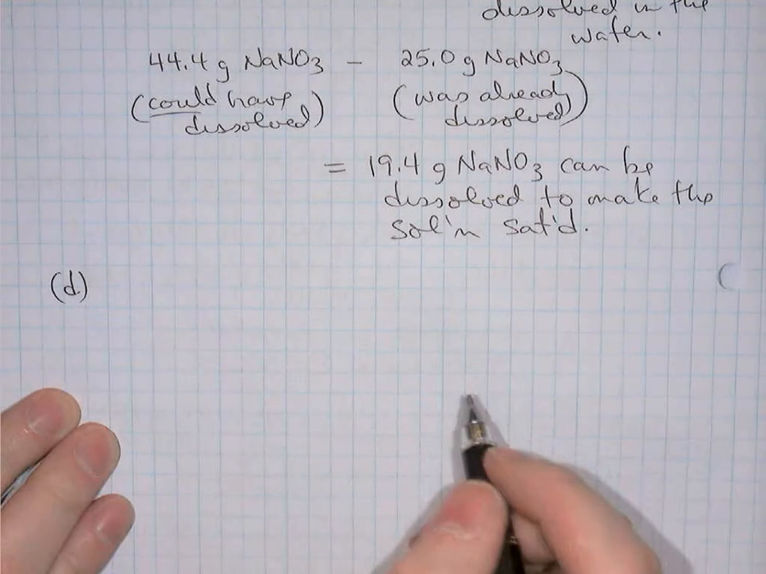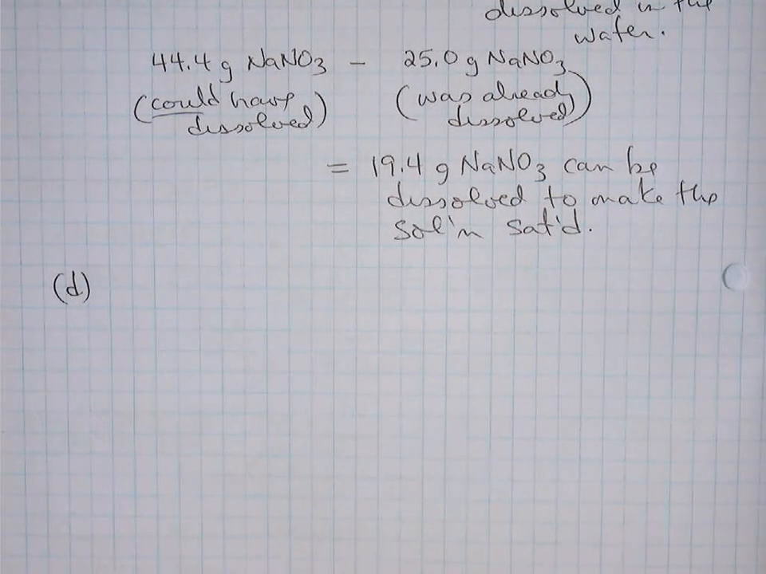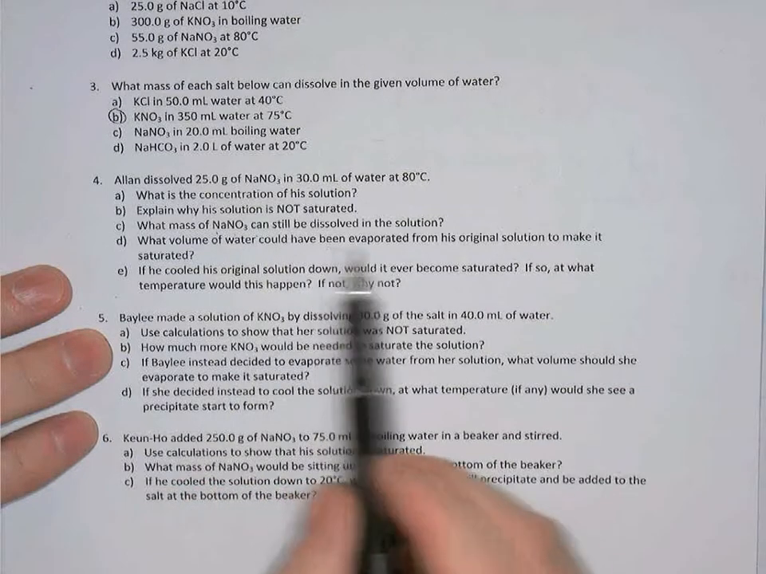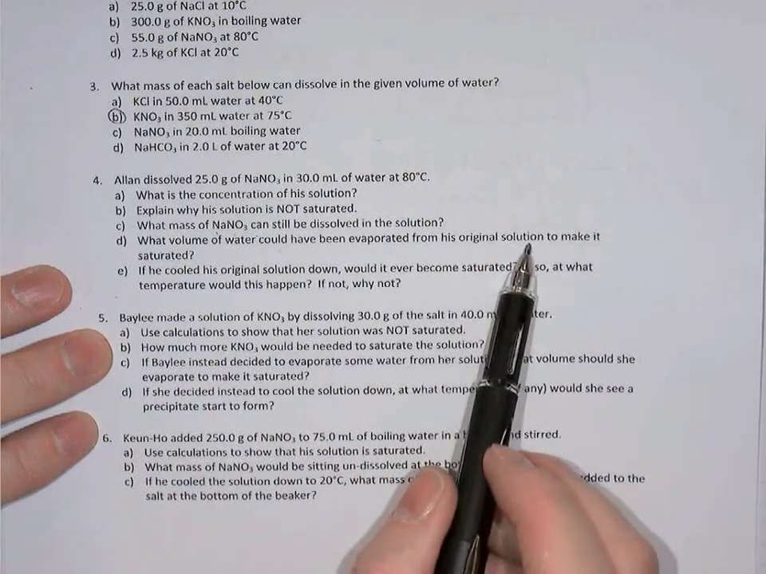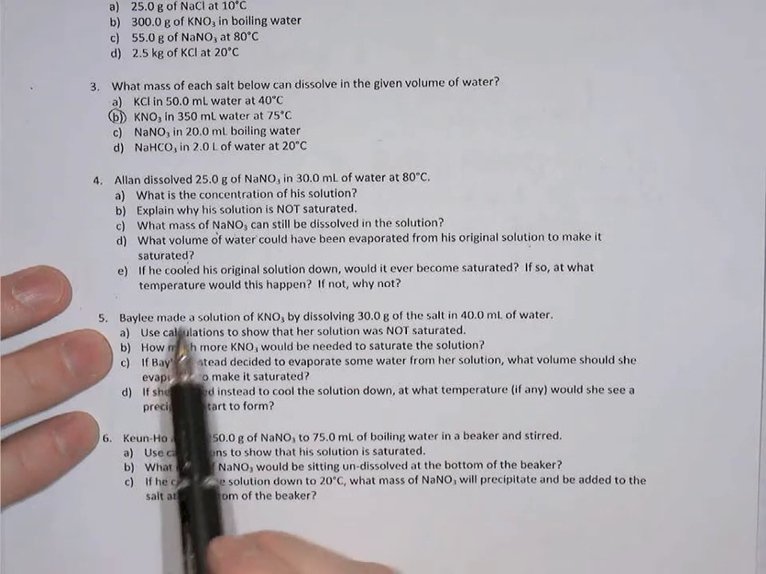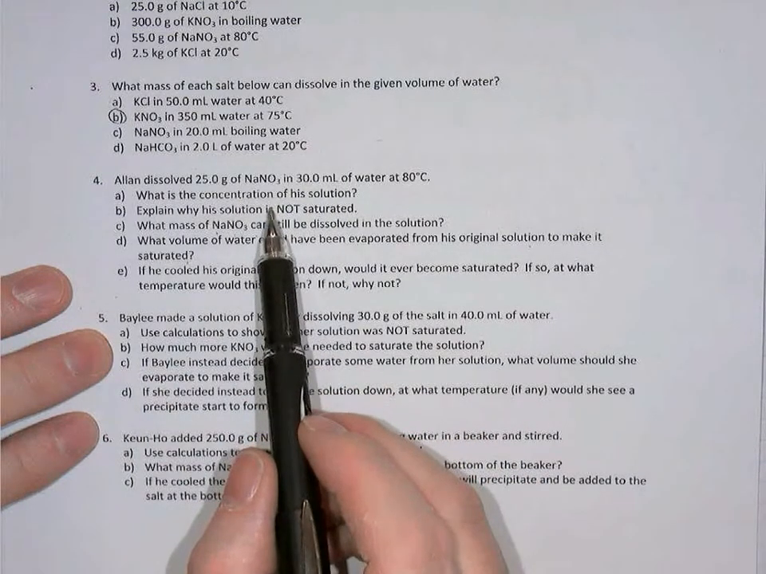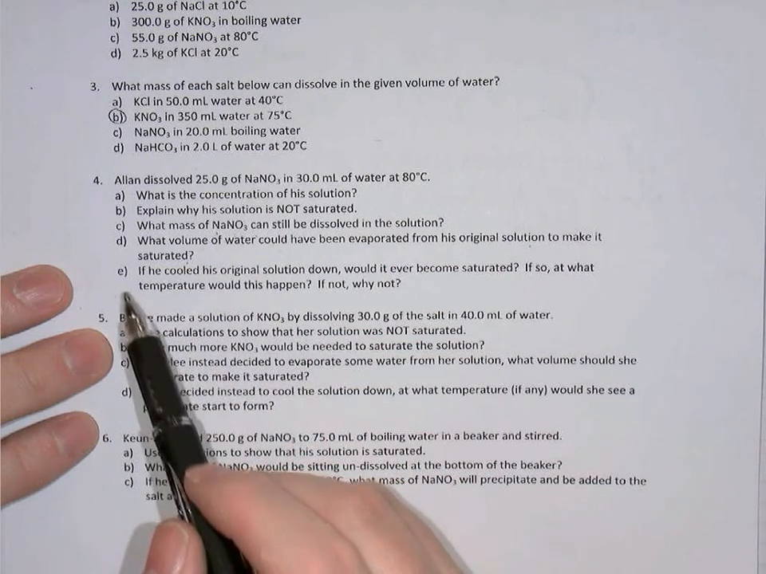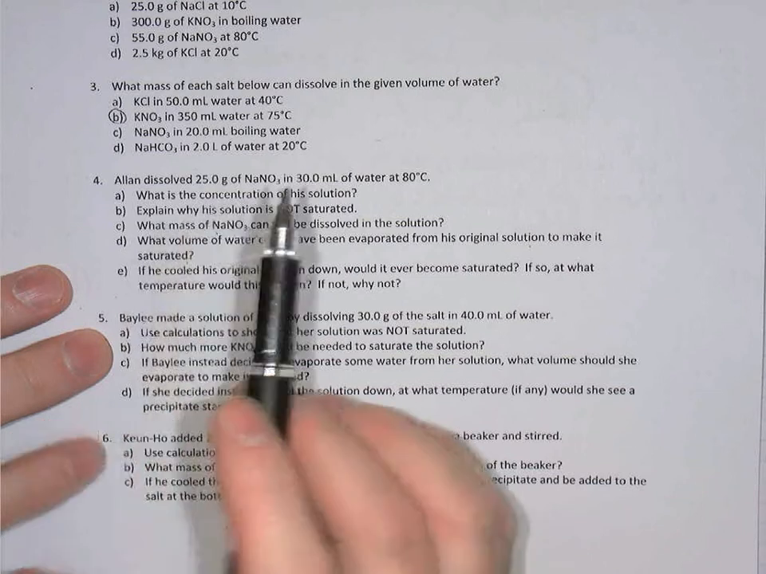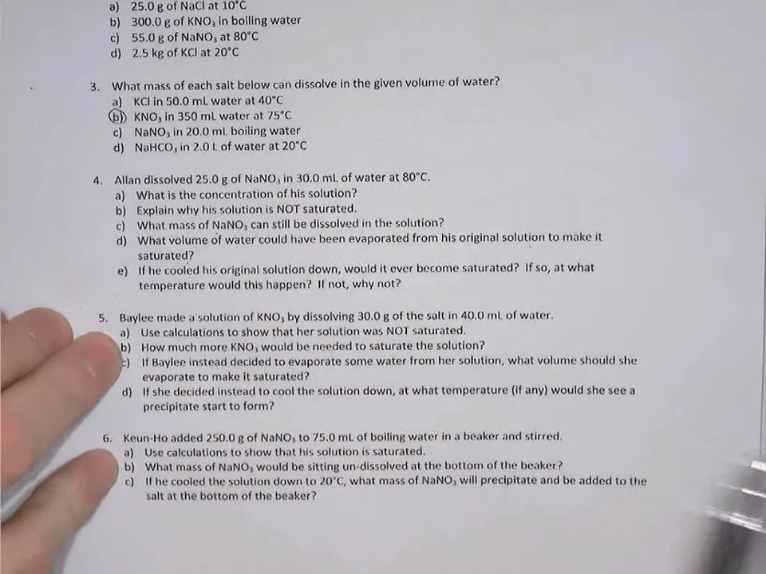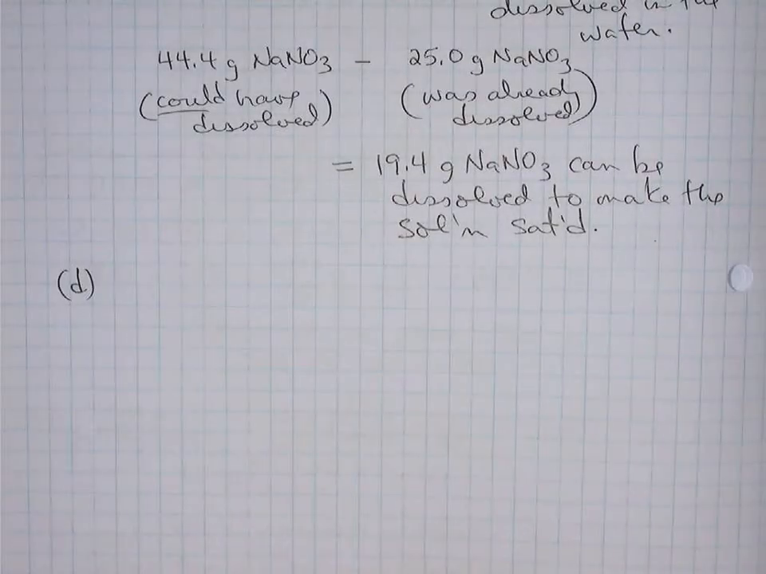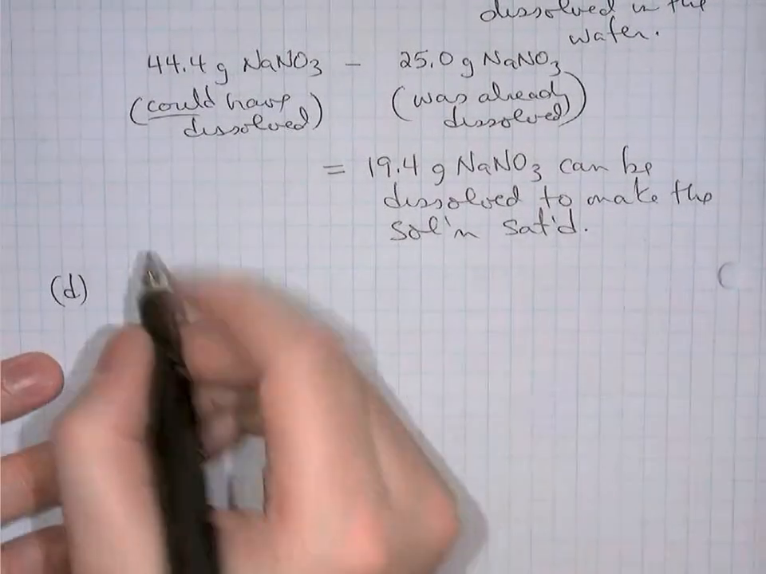Part D points out another way to make the solution saturated, one that's less obvious than adding more salt. Part D says, what volume of water could we have evaporated from the original solution to make it saturated? So the original solution we already saw was not saturated. Instead of adding more salt, which would certainly make it saturated, we're going to do the opposite. We're going to remove some of the water. We're going to evaporate some of the water to make it saturated. The question is, how much water can we evaporate?